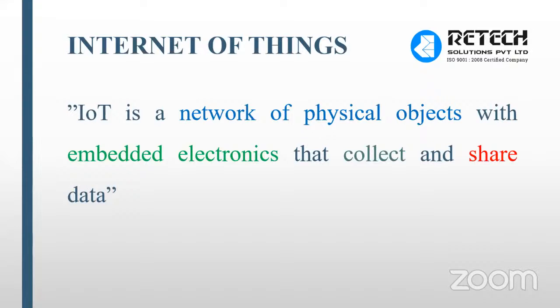Internet of Things, IoT, is a network of physical objects with embedded electronics that collect and share data. Before internet, we used some wireless technologies like Bluetooth and radio frequency transmitters and receivers. Why is IoT most famous? Communication is the main part of the Internet of Things.